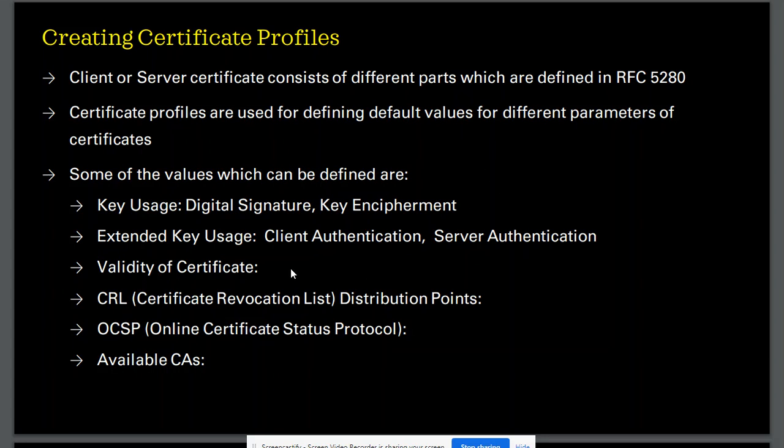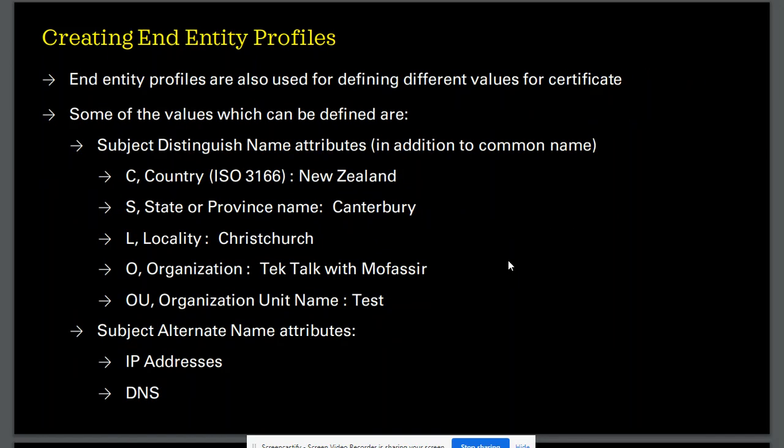Then we can define the validity of the certificate. Then if we want to verify our certificates, we can either use CRL or we can use OCSP, or we can use both methods. So after defining the profile for the certificate, the next thing we do is define entity profiles.